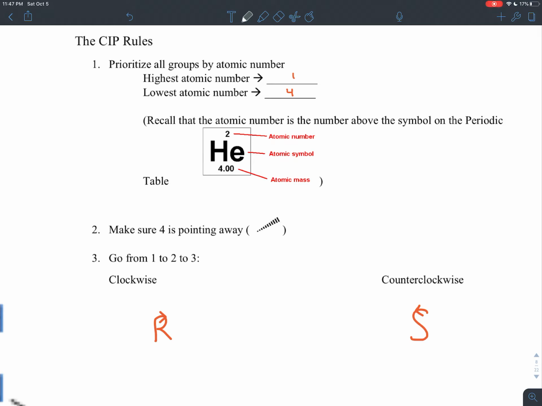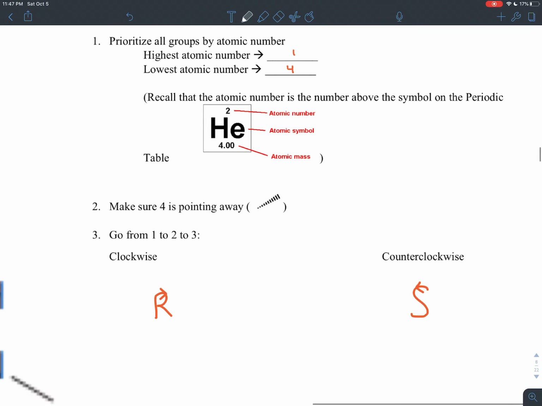And once you have that, you go from priority number 1 to priority number 2 to priority number 3. And if by doing that you go clockwise, then you have the right-handed version of the molecule, which is called R. And you can remember that because going from the top to the bottom of an R, you have to go clockwise. If going from 1 to 2 to 3, ignoring 4, you go counterclockwise, then you have the left-hand version of the molecule, and that's called S, for the Latin word for left, sinister.